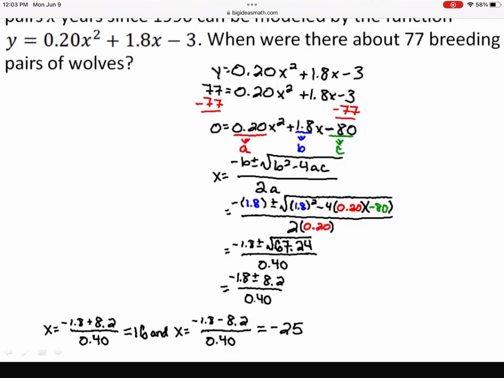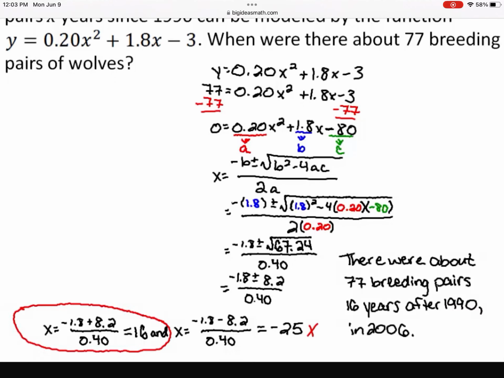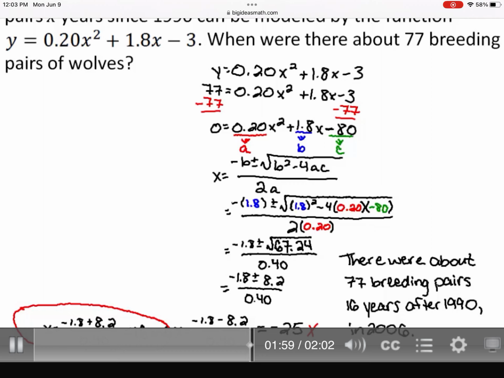Because x represents the number of years since 1990, x is greater than or equal to 0. So there were about 77 breeding pairs 16 years after 1990, in 2006.